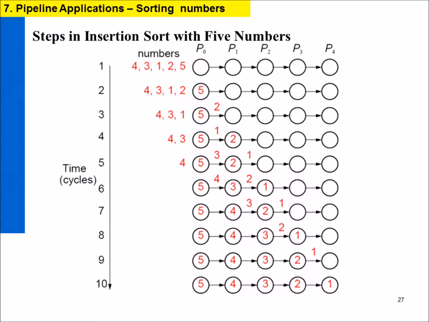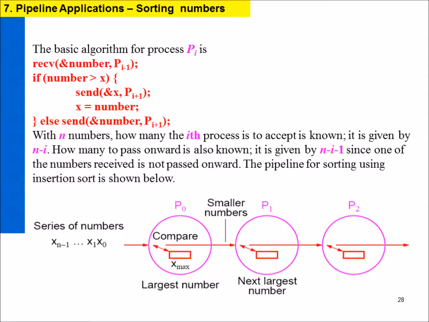So it's better than doing it with one processor because the other processors are doing the comparisons for the next number and so on, instead of everything being done by the same one. So the algorithm that's going on here is that each processor, P sub i, receives the number from the previous one. If the new number is bigger than my current number, then I send my current number on. Otherwise, I just send the new number on to the next process.